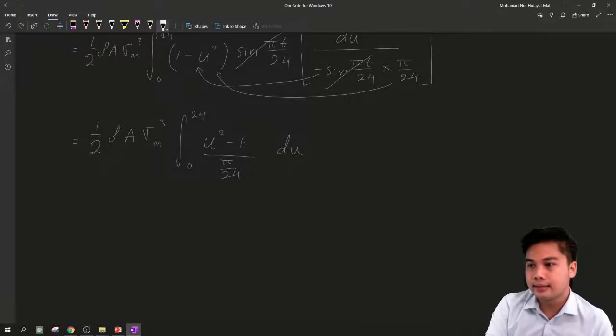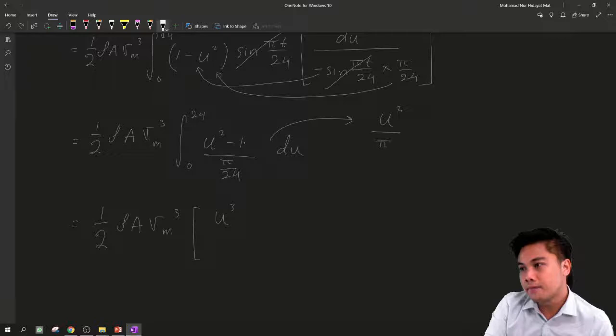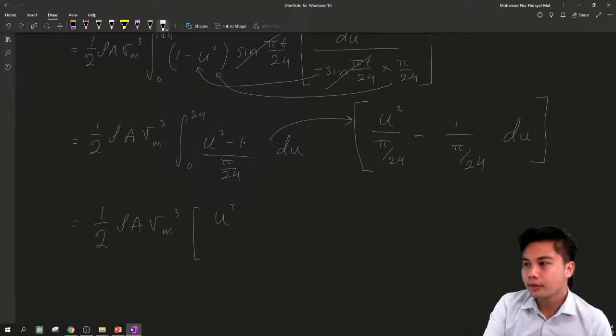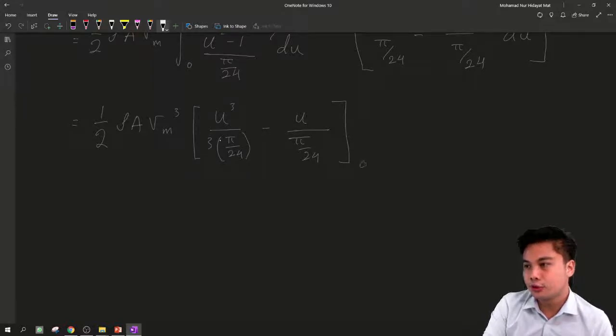Now we can directly integrate in terms of du. So let's integrate 1 over 2 rho A Vm cubed. It is easier to separate: u squared over pi over 24, minus 1 over pi over 24. For u squared, 2 plus 1 is 3, so u cubed over 3 multiplied by pi over 24, minus the integration of 1, which is u, over pi over 24, from 0 to 24.